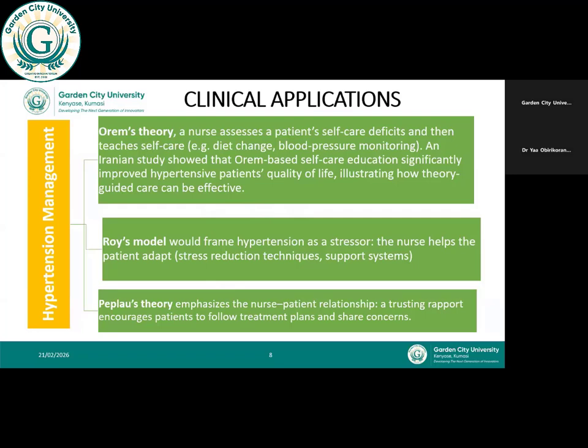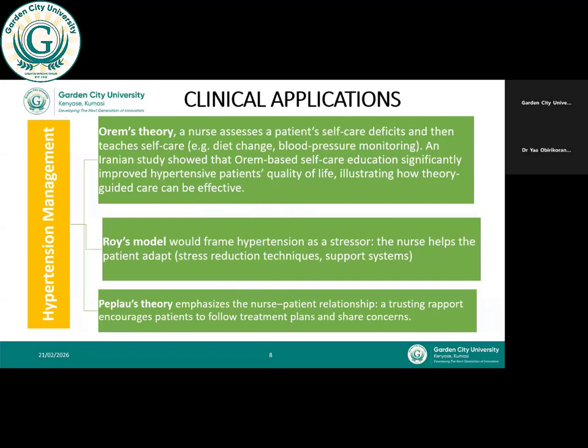If we are applying a full theory, we are providing holistic care. So if it is hypertensive management and I'm applying Orem's theory, there are several problems or self-care deficits I may identify. And then I will use Roy's theory. So this picks just parts of it.